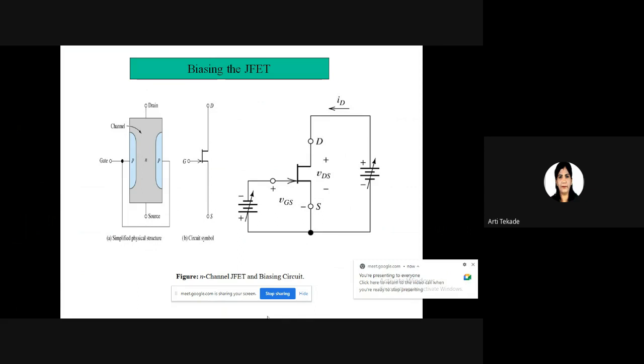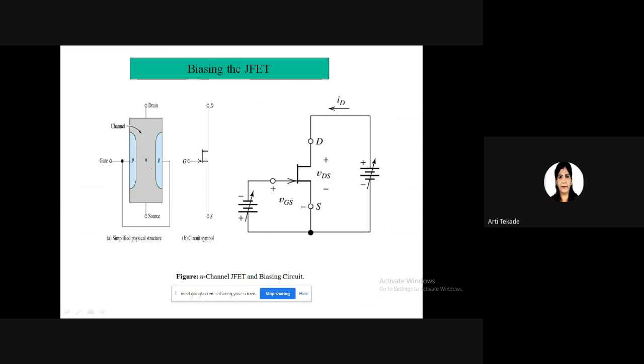Okay. So for the working of the JFET, we have to apply voltages. The application of voltage is called biasing. So we will discuss how the JFET works. For example, this is the diagram of an N-channel JFET.